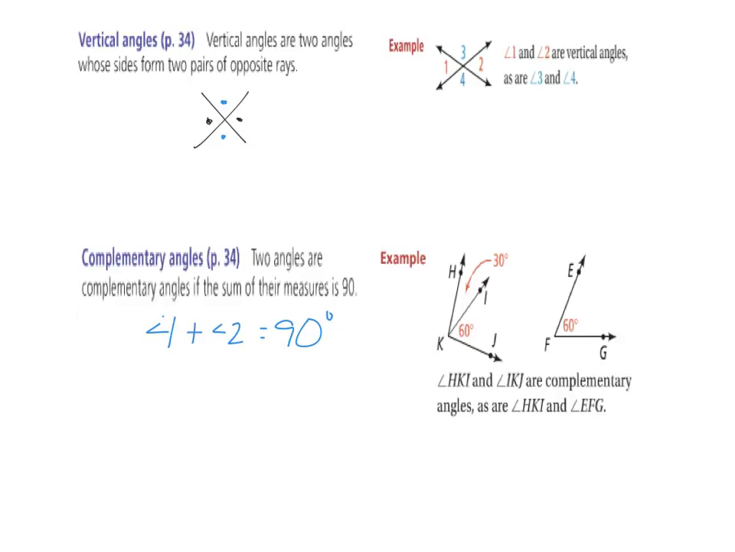As you see here, angle HKI is the 30-degree angle, and angle IKJ is the 60-degree angle. If I take those two and add them up, they add up to 90 degrees, so they are complementary angles. Angle HKI, that's a 30-degree angle, and EFG is also a 60-degree angle, so those two would be considered complementary angles. Two angles that add up to be 90 degrees.